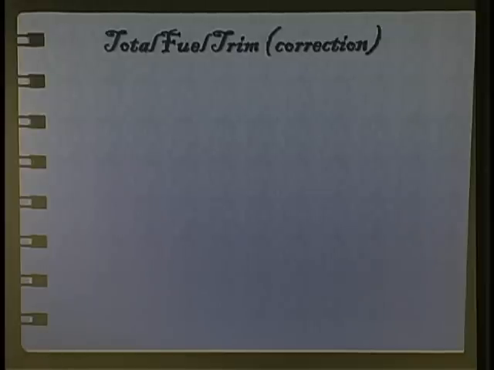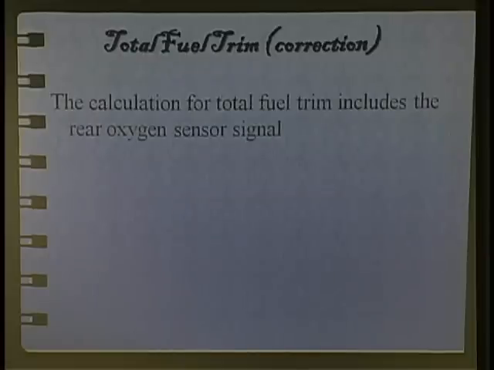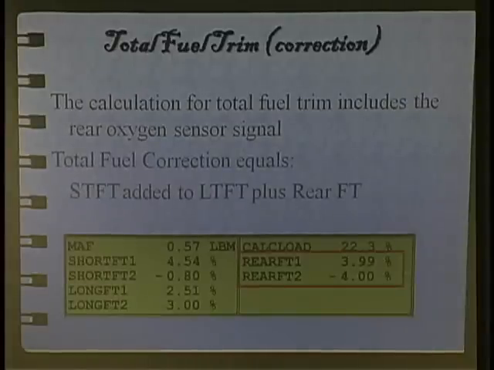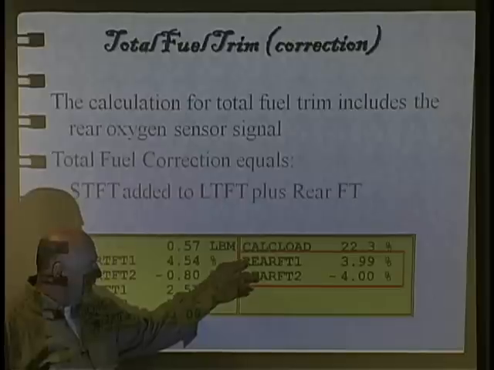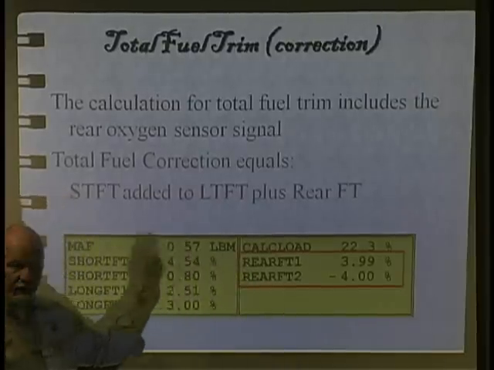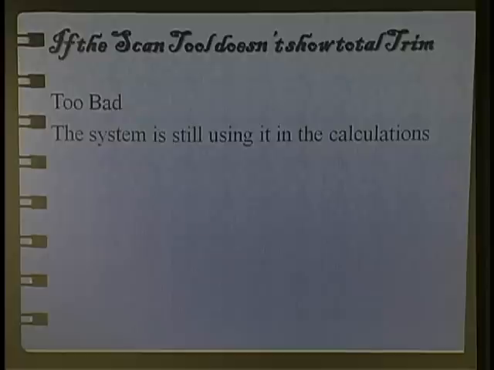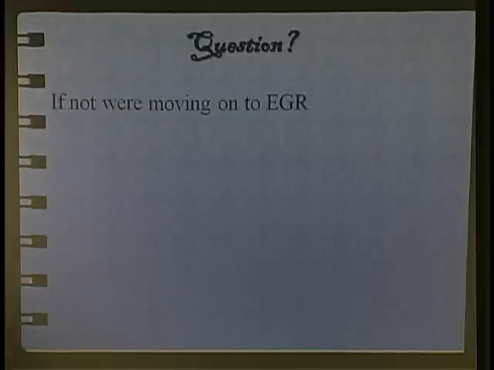Computers learn real quick now. It's not like an OBD1 where you've got to clear it on Tuesday and wait till Thursday for it to learn. They happen fast now. You've got to add total fuel trim, so you've got to add your rear fuel trims. This is a Hickok unit on a Ford. So if you have rear trims, you've got to understand that you can add them. And the truth is, if your scan tool doesn't give you rear fuel trims, there's the answer. Too bad, but you've got to compensate a little bit. The system's still going to use it whether you like it or not.